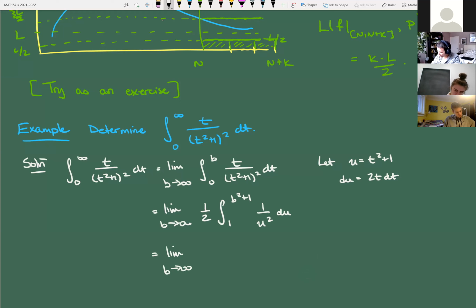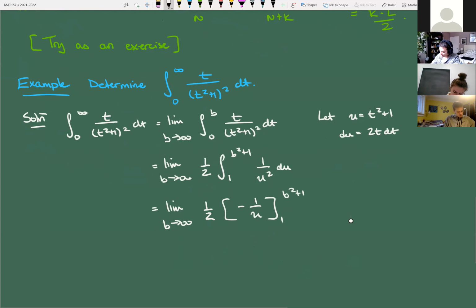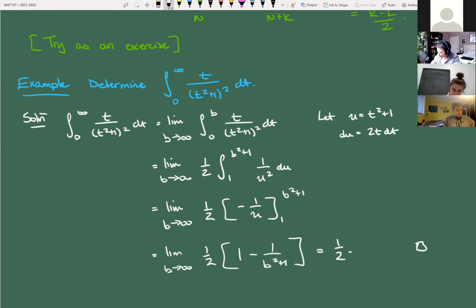Limit as b goes to infinity, 1/2 of negative 1 over u. And again, I'm going to use my kind of weird notation here. 1 over b squared plus 1. Again, this actually is a fairly consistent notation. You can totally use this yourself. B goes to infinity, 1/2. Same sort of thing. I don't like the minus sign, so I'm actually going to plug the bottom number in first. And yeah, again, don't do epsilon delta this. You know 1 over b squared plus 1 is going to go to 0. So we get 1/2 like that.